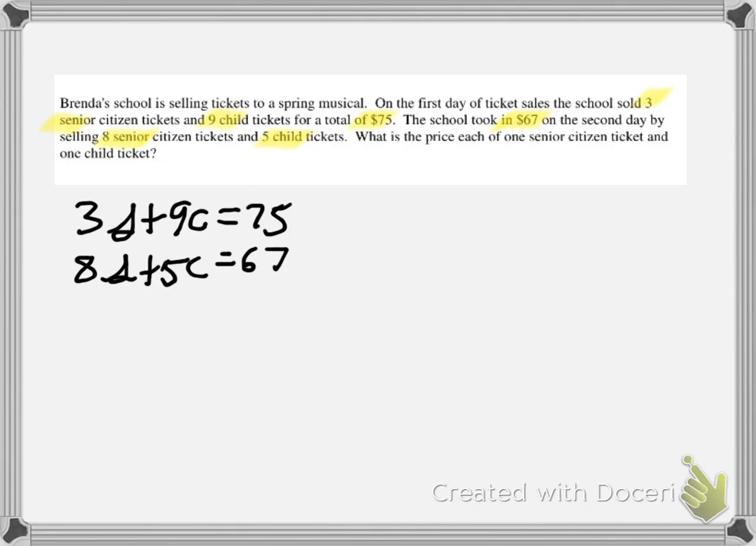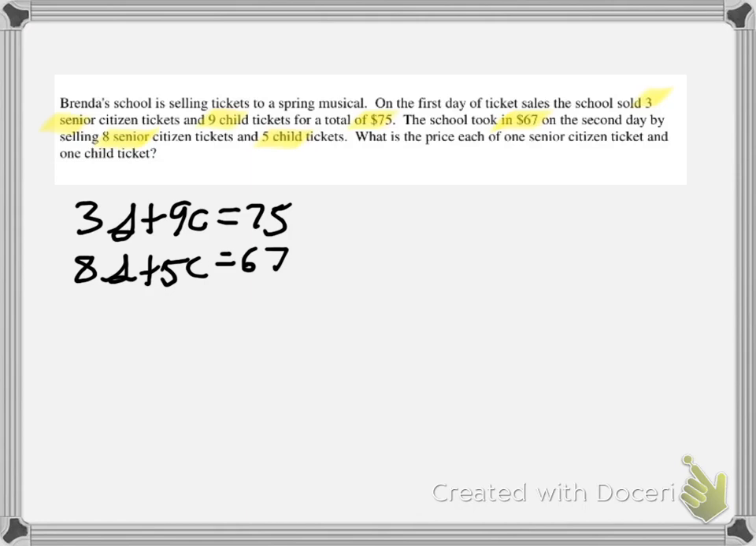Alright. So again, I need to have my opposites. Now with this one, there's nothing I can multiply 3s by to get -8. Same thing, I can't multiply 5c by anything to get -9. So this is again going to be one of those where I have to multiply both equations by something. It doesn't matter if you cancel out your s's or your c's. I think I'm just going to cancel out my s's.